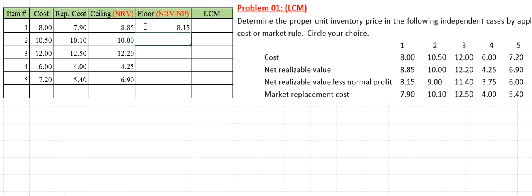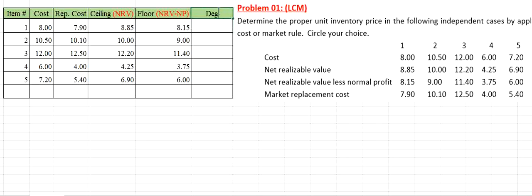8.15. For item 2 it is 9.00. For item 3 it is 11.40, and for item 4 it is 3.75, and for item 5 it is 6.00. Okay, so these are the floor values that are given to us. Okay, there is a mistake here.